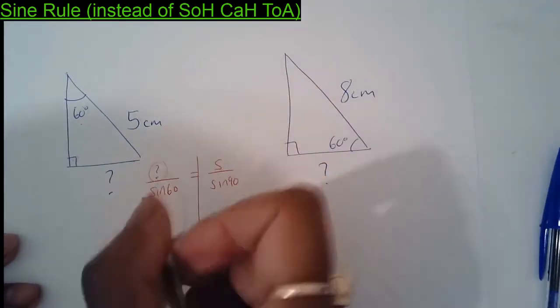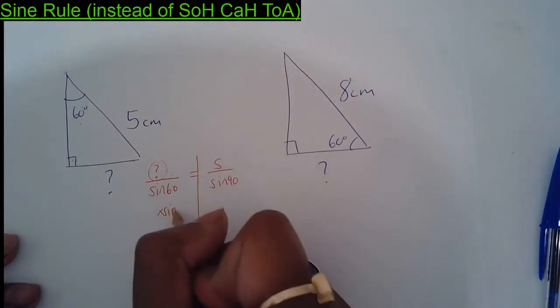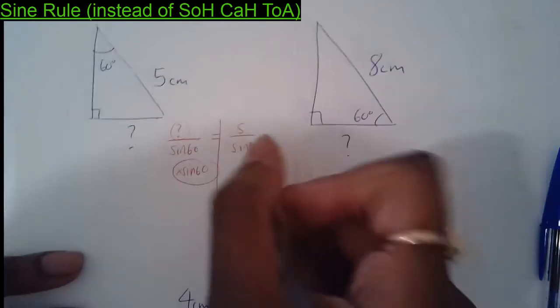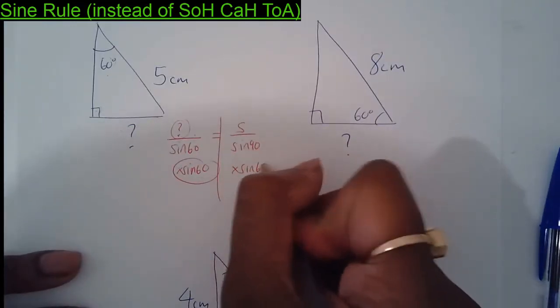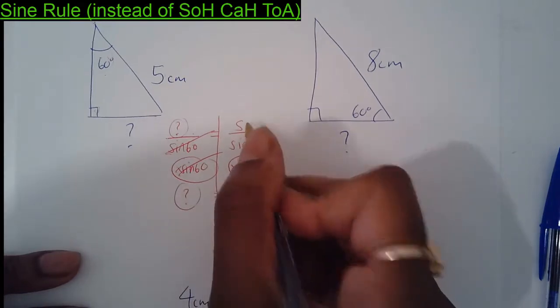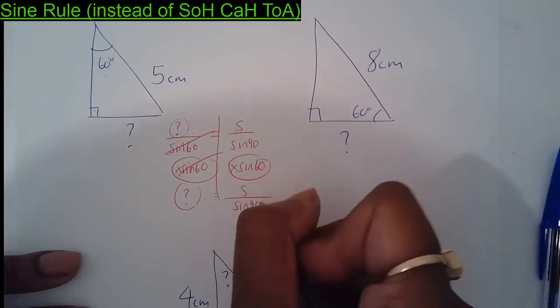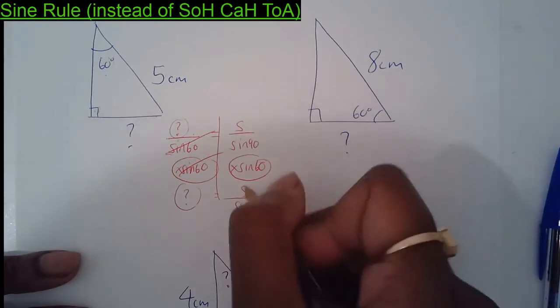I need to find question mark. So to get rid of divide by sin 60, you need to times by sin 60. Do the same on the other side. You're left with question mark. Now some of you know that sin 90 is already 1, so you can just leave it as 5. 5 over 1 is just 5.